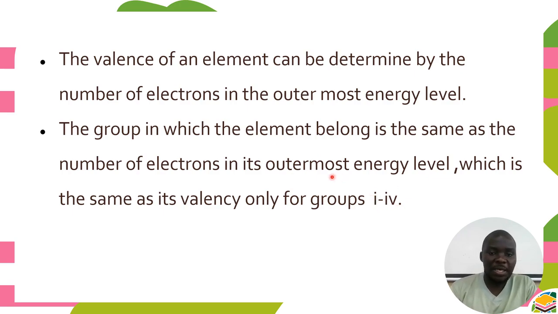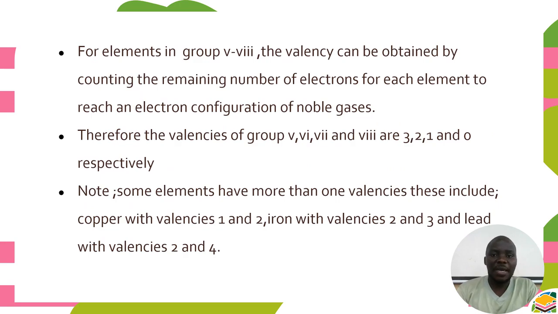It does not work for elements starting from group number 5 up to group number 8. So how do we find valences for elements in group number 5 to group number 8? In the previous slide, we've said that for us to know the valence of elements from group number 1 up to group number 4, we just look at the number of valence electrons. For example, if we go to group number 1, we'll see that their valence electron is 1. It means their valence is 1.